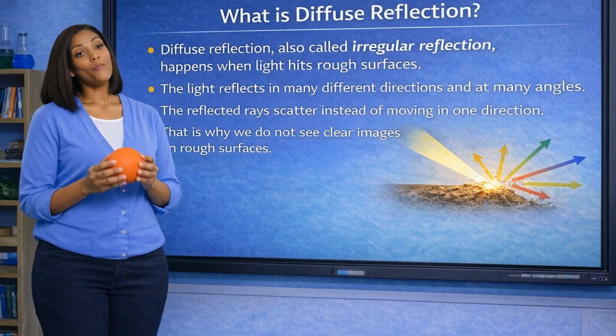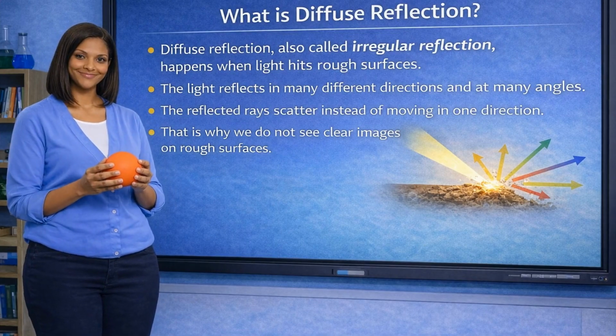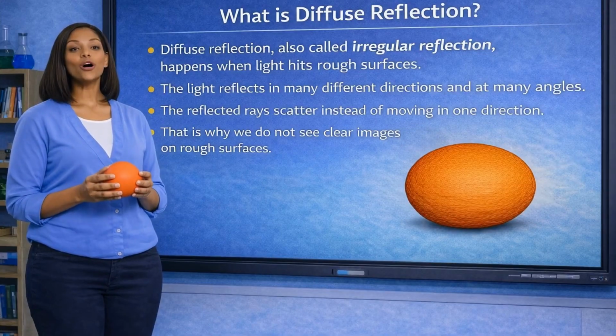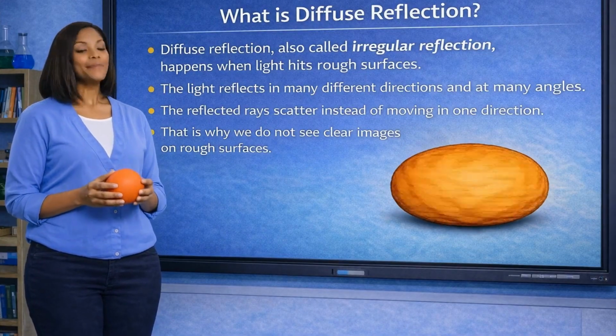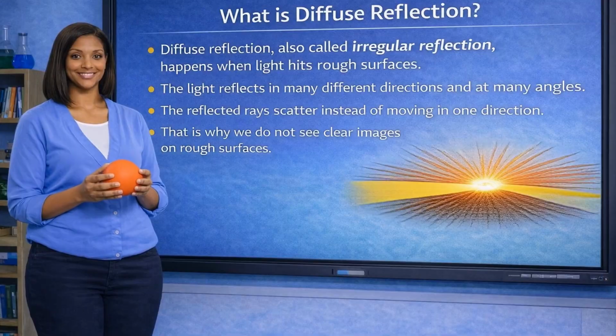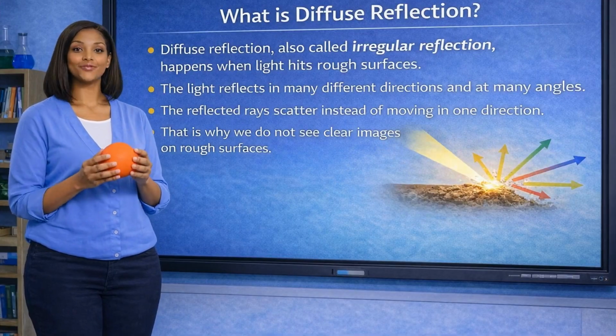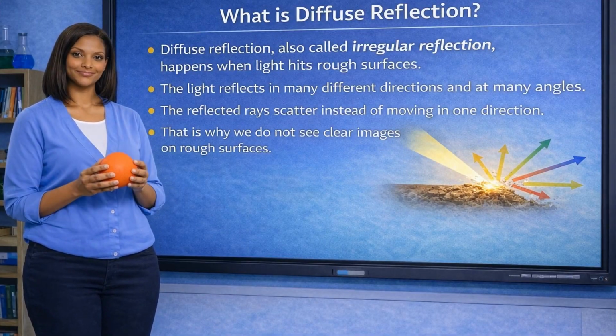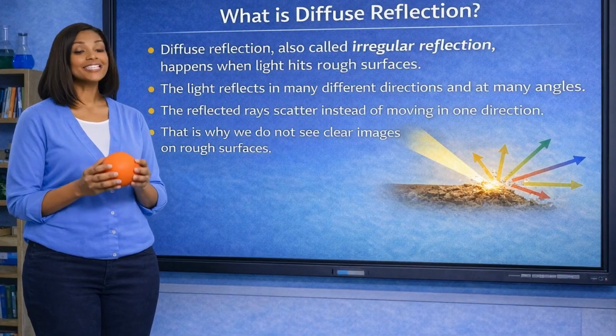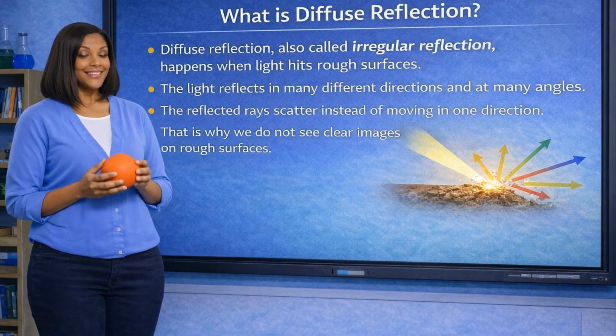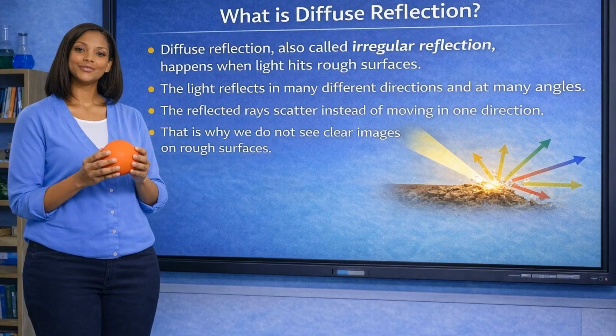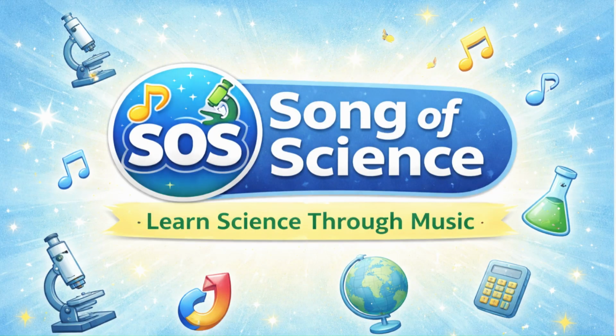Let us think again about what Hosanna told us in the song. Diffuse reflection, also called irregular reflection, happens when light hits rough surfaces. The light reflects in many different directions and at many angles. The reflected rays scatter instead of moving in one direction. That is why we do not see clear images on rough surfaces.